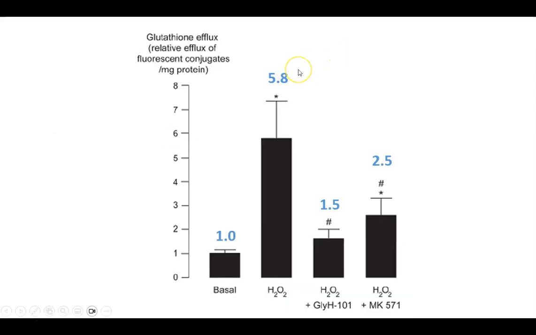If I take a close look at these values, again, this is the control. If I add hydrogen peroxide, I get nearly a 6-fold efflux of glutathione. So it goes up almost 6-fold. If you add this compound right here, that efflux goes way down. It doesn't get back down to the control, but it does go way down. And this compound does the same thing. It's not quite as good. So the GlyH101 actually gets you down to basal a lot better than this compound, but both of them give you a decrease.